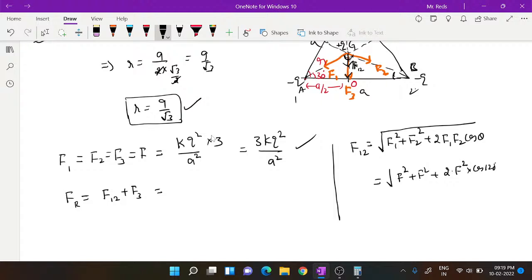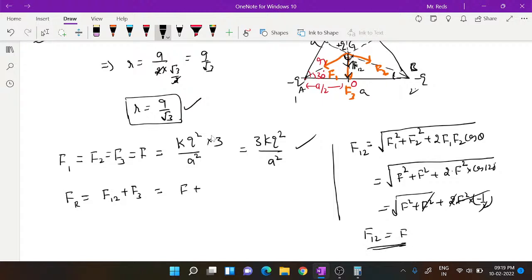But cos 120 is how much? Minus 1 by 2. So we take the square root of F square plus F square plus 2F square into minus 1 by 2. This 2 gets cancelled, you get minus F square, which cancels with one F square, so only one F square remains. So the resultant of 1 and 2 is the root of F square, which is F only. So F12 plus F3, which is also F, gives F only, right?